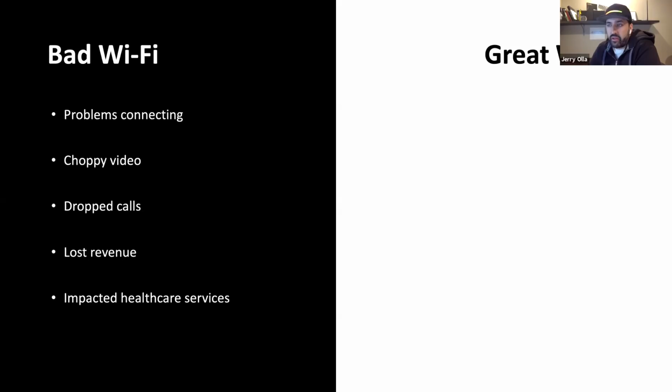But yeah, then we talked about things like lost revenue and impacted things, like healthcare services, due to bad Wi-Fi. So on the flip side of that, what is great Wi-Fi? Well, that's pretty easy, right? It just works. When we have good Wi-Fi, it doesn't matter what application you're running or what device you're using, things like that. It should just work.